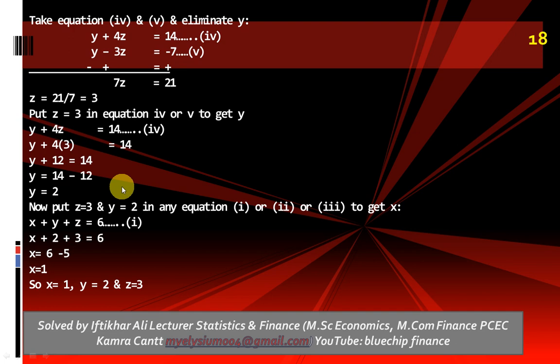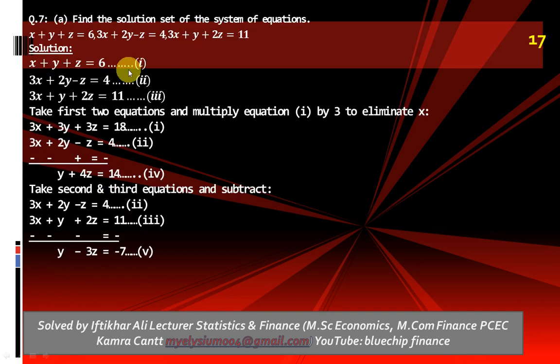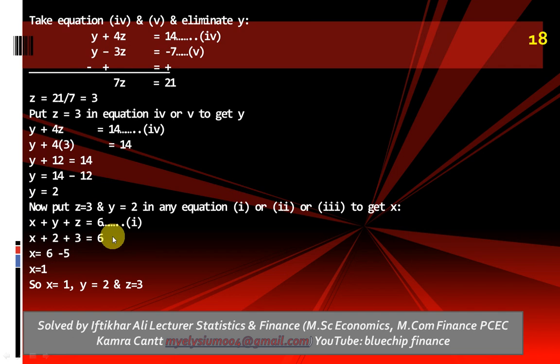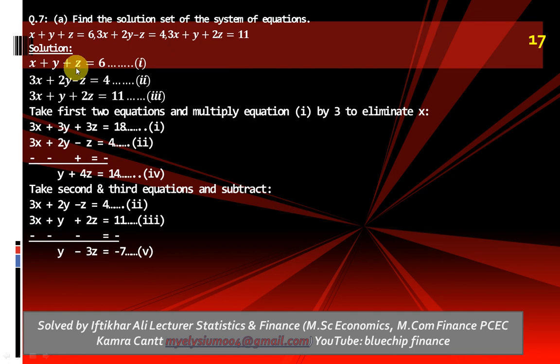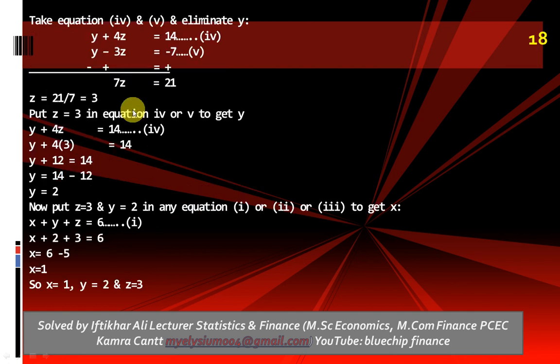Take these two values and put them into equation number 1, 2 or 3, in which you have three variables. Just put these two variable values into the equation and calculate the value of the third variable. So here we took the first equation x plus y plus z equals 6 and just put in the values of y and z, and you can calculate the value of x. So x will be 1, y will be 2 and z will be 3.